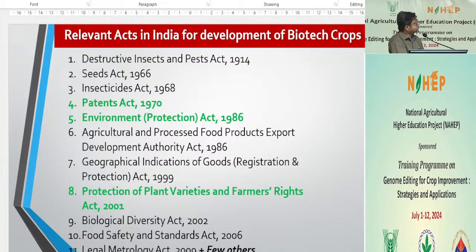So what does this Destructive Insects and Pests Act say? I am not going into these laws in my classes, but I go through each of them. What does this law say, the Destructive Insects and Pests Act 1914? At least agriculture students should be able to tell.